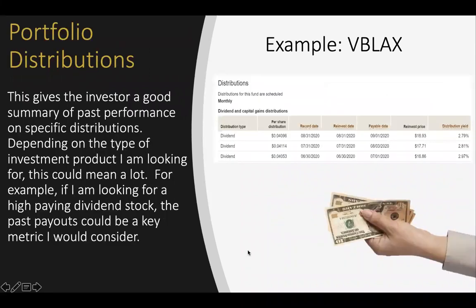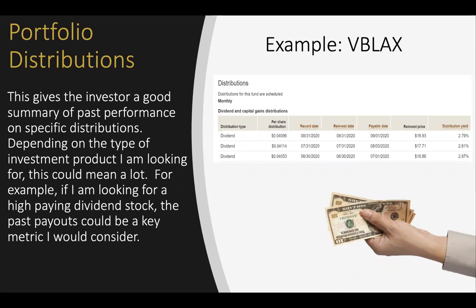And then portfolio distributions. People get real excited about this one, especially because of the dividend portfolio and capital gains. You can look back, and this is a very detailed, granular level that you're looking at. You might get caught up in too much detail here, but this is showing you every single record date of a dividend, the detail behind it, the reinvest date, payable date, reinvest price, all that kind of stuff on a monthly basis.